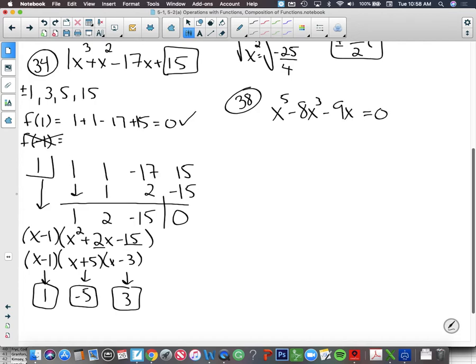And this one you can do with the rational zeros theorem and stuff like that. That actually takes a little bit more work. So we have an x in each of the terms. So let's take an x out. And then we have x to the 4th minus 8x squared minus 9 equals 0.